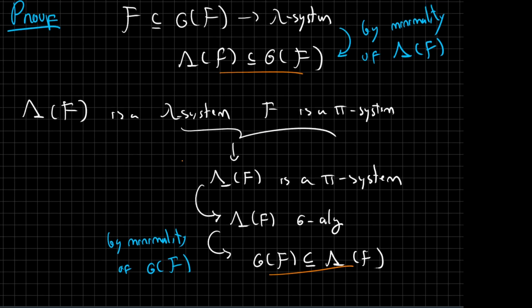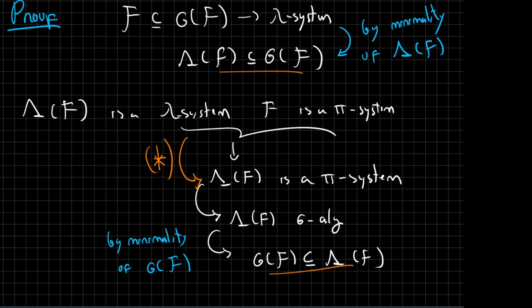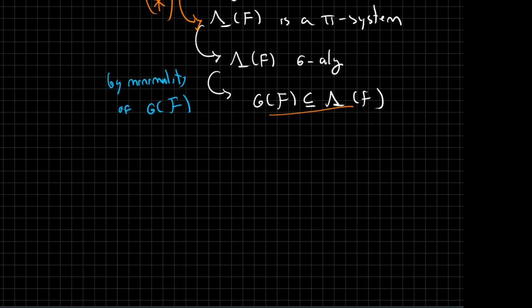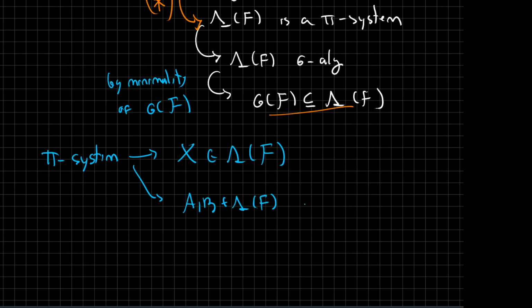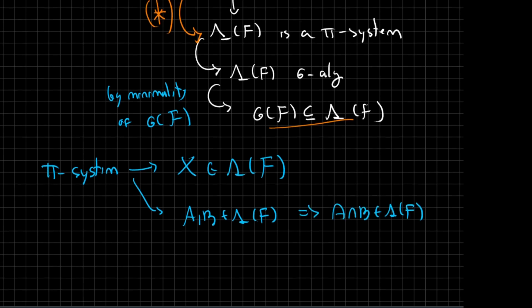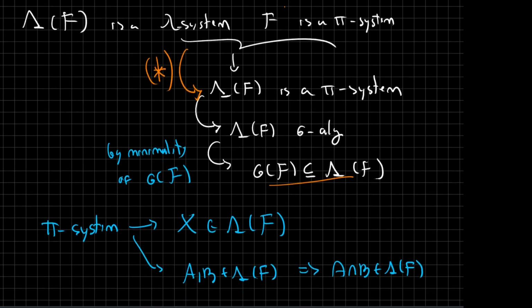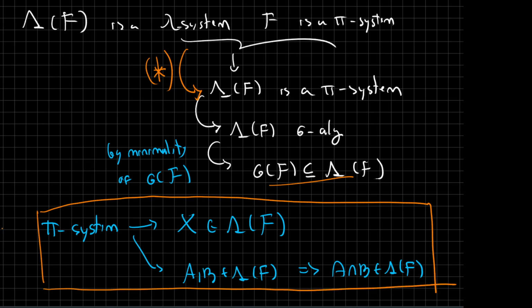So the important step will be to guarantee that this in fact happens, that the generated is also a pi system. So recall that a pi system is defined as follows. For it to be a pi system, we need to have that X is an element of this thing, and that for every A and B inside this, then the intersection is inside it. So this is the definition of pi systems. Let me put it in a box. And we want to show this. This is to show.